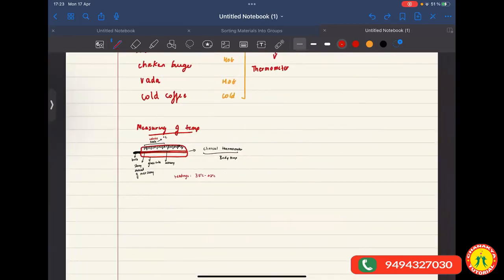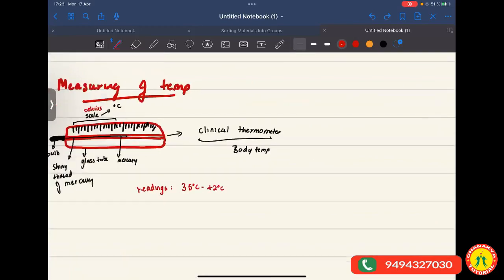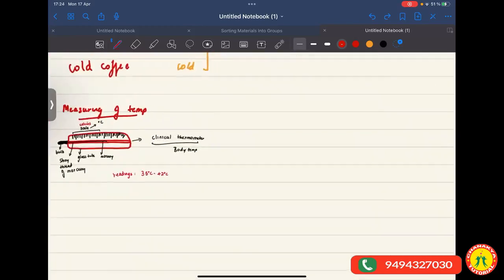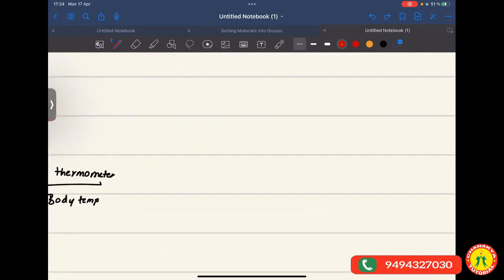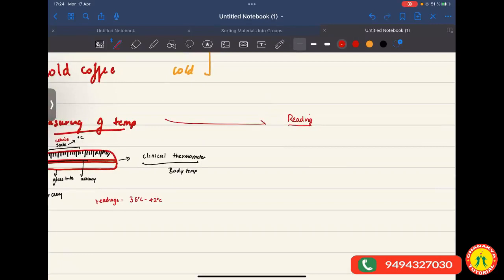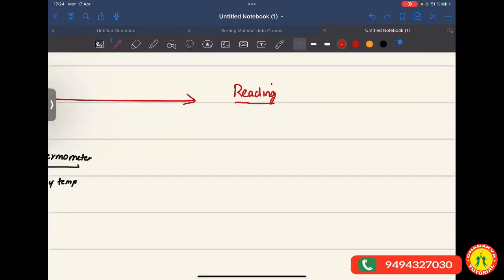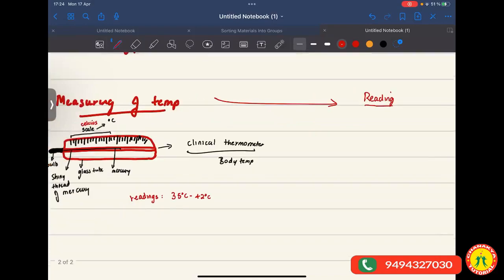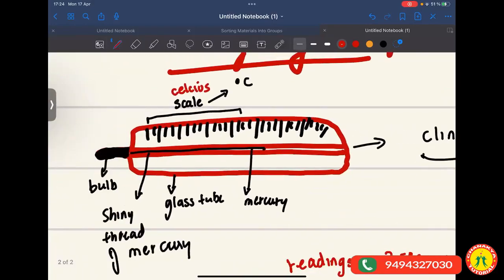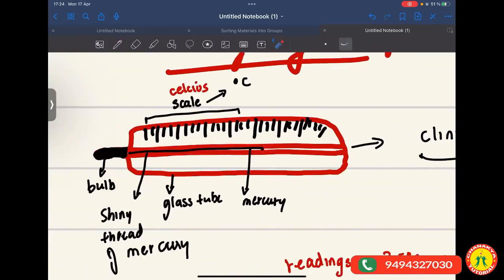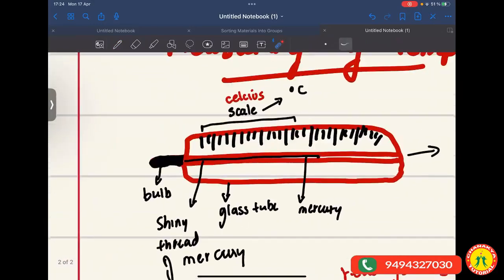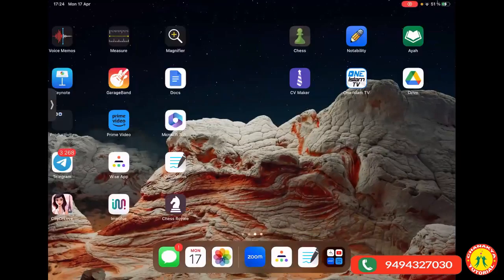Now we are going to see how to read the thermometer. How will you know what the temperature is? First, you have to take the temperature difference. You have two bigger marks, and you have this line over here. Before I teach you this, I'll show you a short video. Maybe through that you'll understand better.